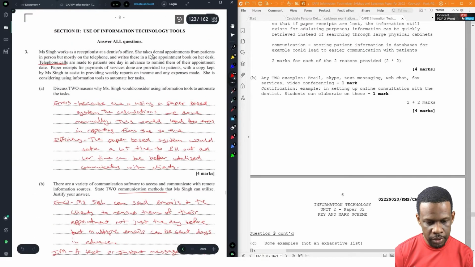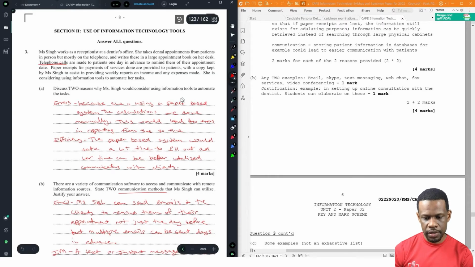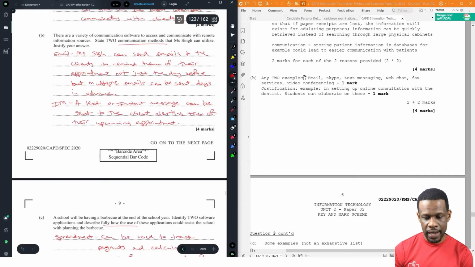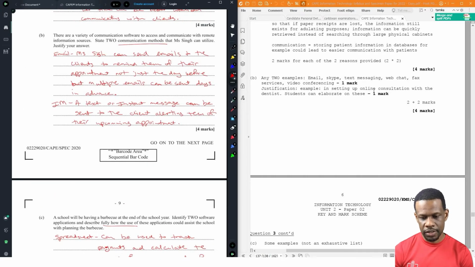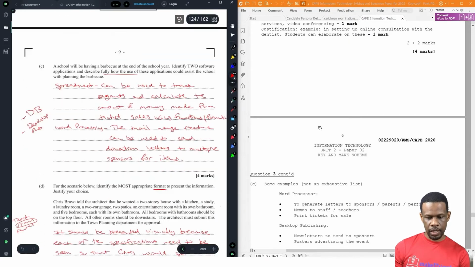She takes dental appointments from patients in person, but mostly on the telephone, and writes. Oh, okay. Yeah, if you're taking the appointment in person, people could just come in. I do understand how you're using video conferencing, but either way, we have email and text messaging. We'll take that and move on. Setting up online consultation with the dentist. But they didn't say that she sets up online consultation. They say she sets up appointments. Thanks. Let's go again.